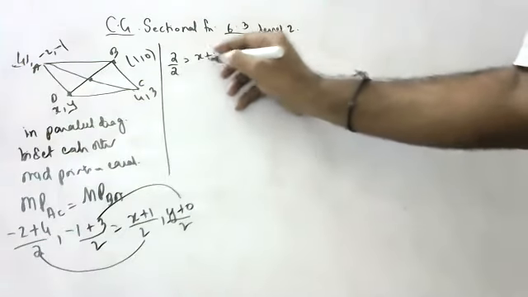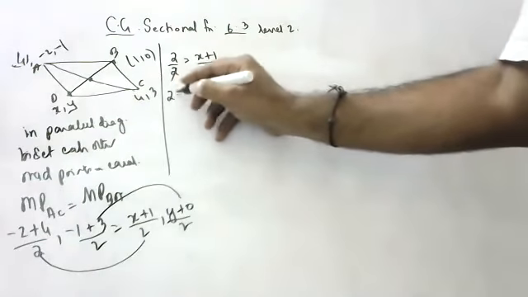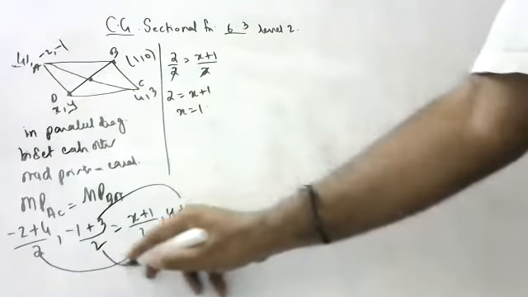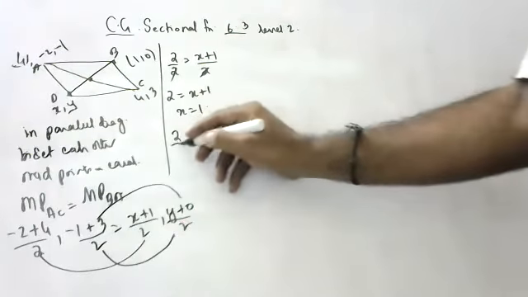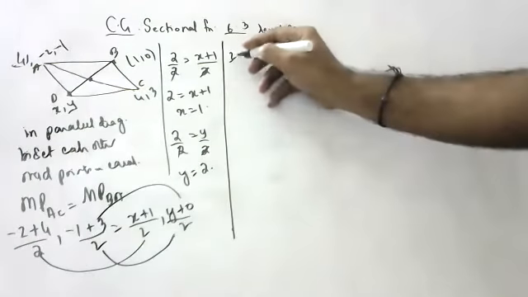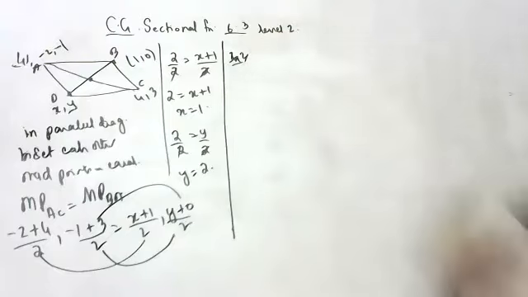(-2 plus 4) by 2 is equal to (x plus 1) by 2. So 2 is equal to x plus 1, x is equal to 1. Then 2 by 2 is equal to y by 2, so y is equal to 2. Very good.